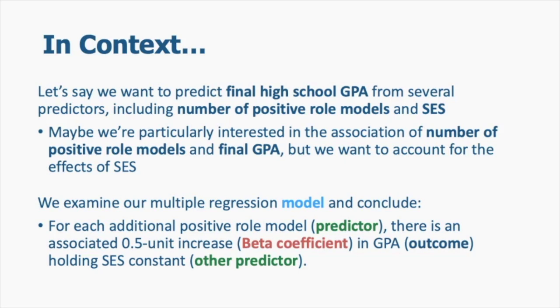Now note, in this case, we defined SES as this other predictor, but the model, when we actually use it, is going to see all the variables the same. It's just going to be positive role models, one predictor, SES is another predictor. It's when we go to interpret it that we're actually going to define which one we're holding constant and which one we're actually looking at the relationship.